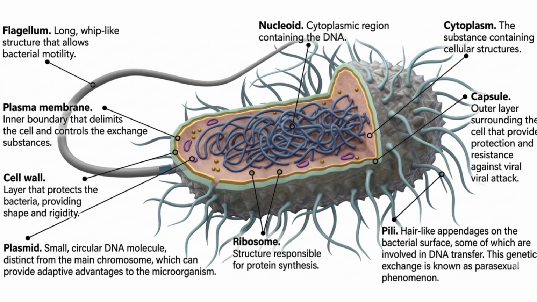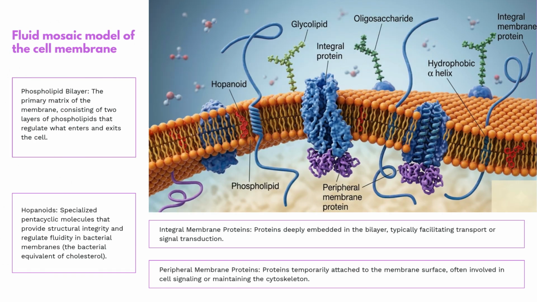Cytoplasmic membrane. Situated immediately beneath the cell wall is the cytoplasmic membrane or cell membrane, measuring approximately 7.5 nanometers in thickness. This membrane serves as the critical boundary separating the cytoplasm from the external environment. Its architecture conforms to the fluid mosaic model, consisting of a phospholipid bilayer with hydrophilic heads oriented outward and hydrophobic tails sequestered in the center, interspersed with various integral and peripheral proteins.